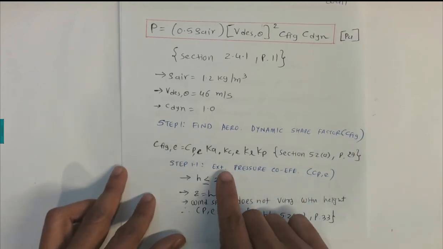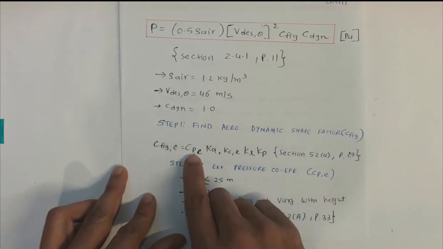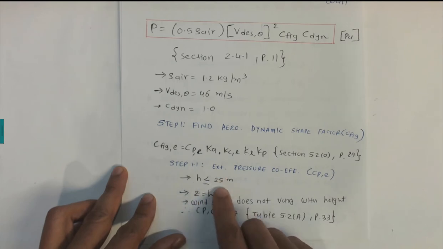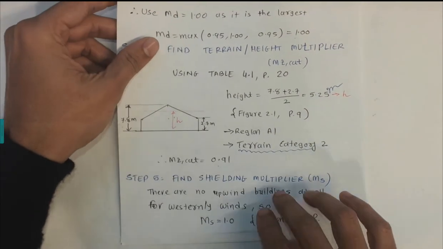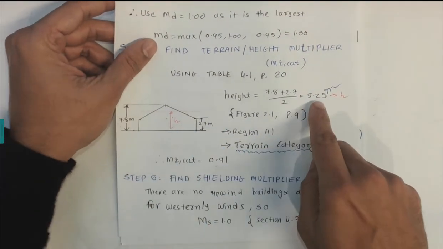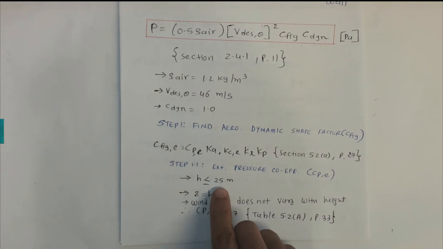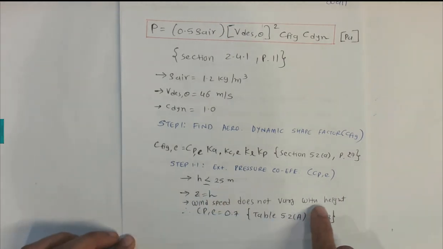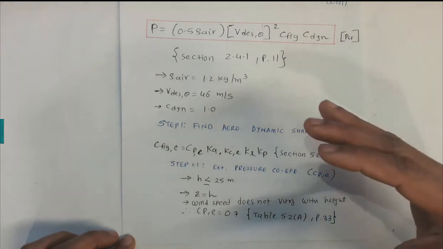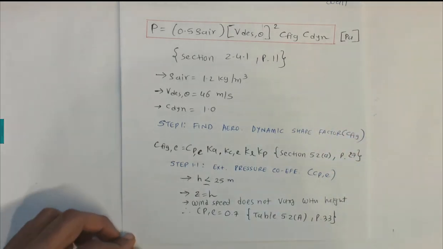First, we're going to calculate the external pressure coefficient, CPE. The height of the building is 5.25 meters, as we calculated in the last video, which is classified as less than 25 meters. Z equals h, and wind speed does not vary with height because it's a low rise building, not a multi-story building.